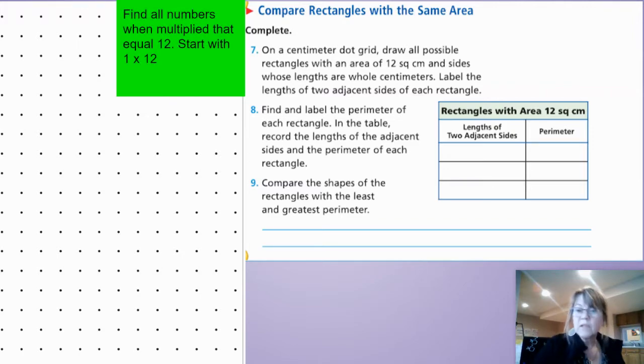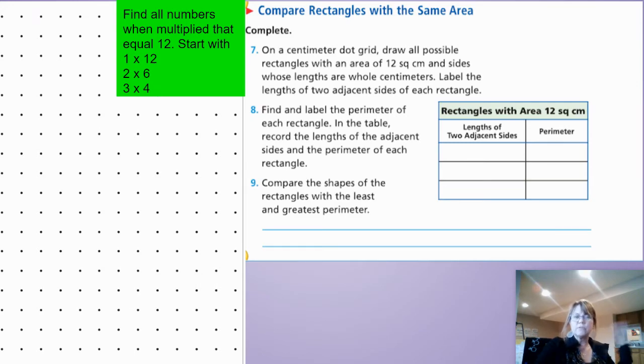So let's start with an easy one. 1 times 12. Can we do 2 times anything? Absolutely. 2 times 6 also equals 12. Can we do 3 times anything? Yes, we can. Of course, to do 4 times anything, we're just repeating ourselves. And so these are the 3 equations that we can do.